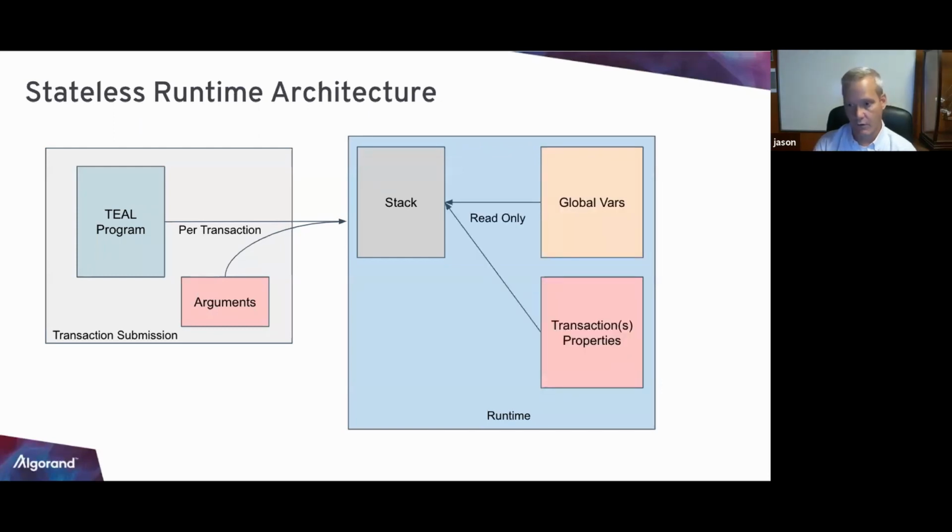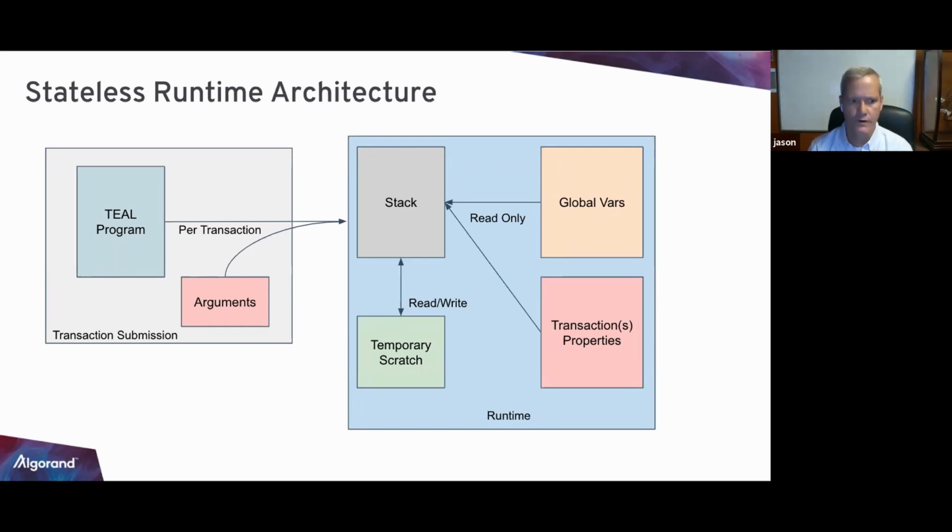So it can read some global variables, and can look at all the transaction properties. And if you've grouped this with multiple transactions, you can look at all the transactions in the group's properties. And then you've got some temporary scratch space where you can store some things for the life of this one transaction. So this is the general runtime environment.